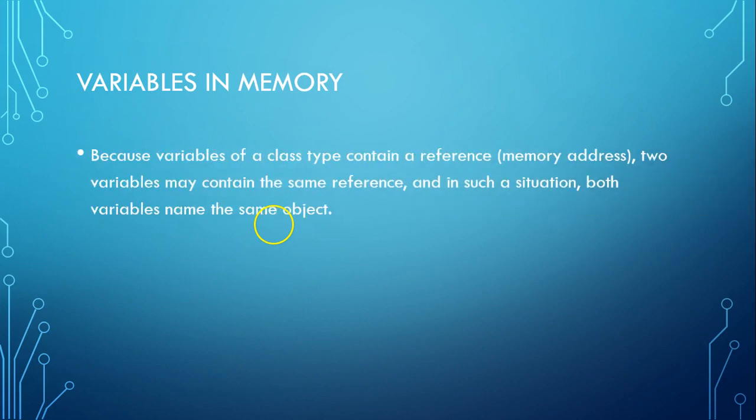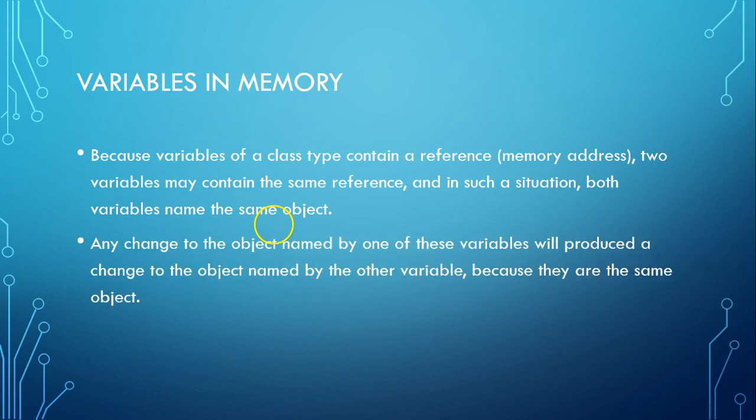Because variables of a class type contain a reference, such as a memory address, two variables may contain the same reference. In such a situation, both variables name the same object. Any change to the object named by one of these variables will produce a change to the object named by the other variable, because they're in effect the same object, and we'll look at that here in a second.